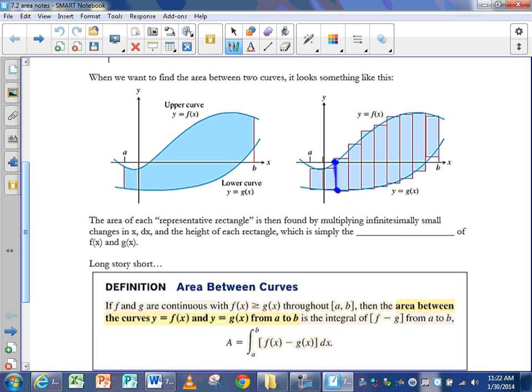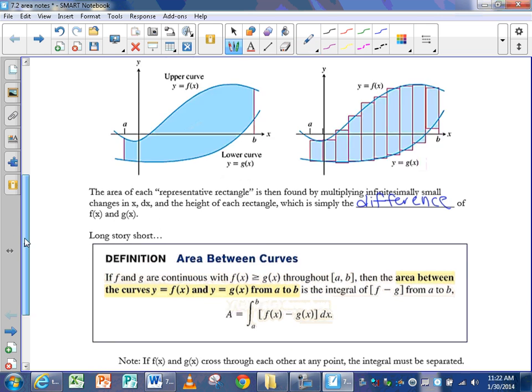Well, let's say if I look at this rectangle over here, and I say, well, that top height has a y value of 4, and this bottom height has a y value of -2, that means the height total is going to have 6 units. Well, how did I get 6? I simply took the difference of f of x and g of x. I took the difference of their y values, and that gave me the height of the rectangle.